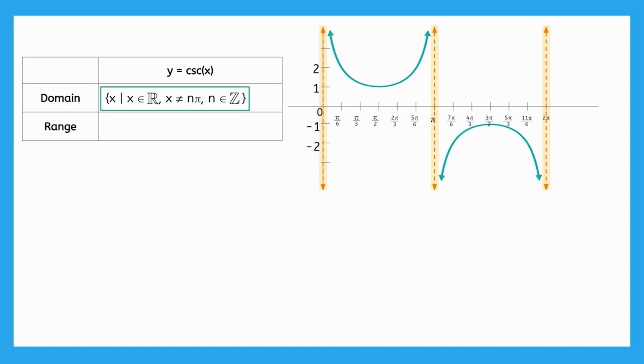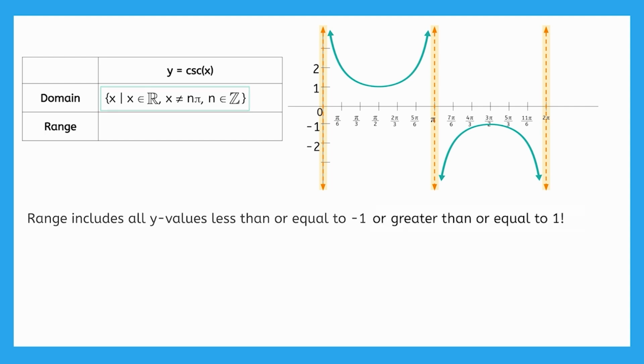What is the range of the cosecant function in set notation? The range of the cosecant function is all real numbers such that y is less than or equal to -1, or y is greater than or equal to 1. In set notation, it looks like this.